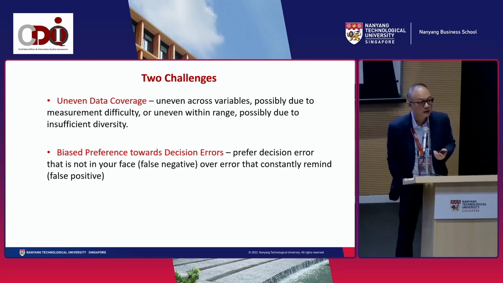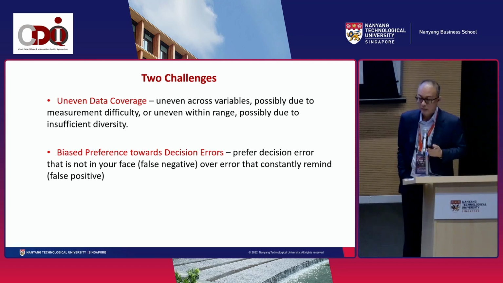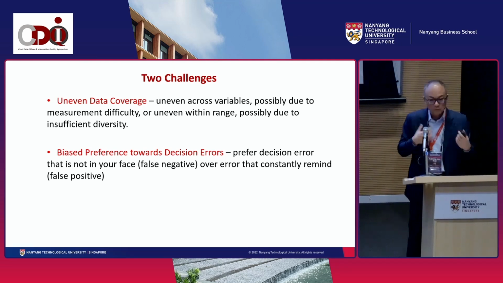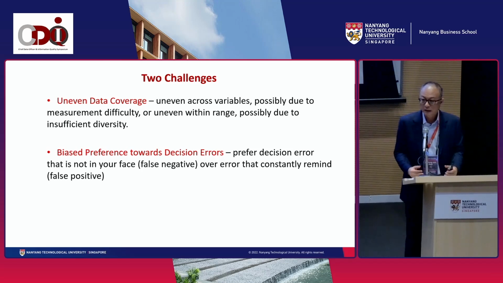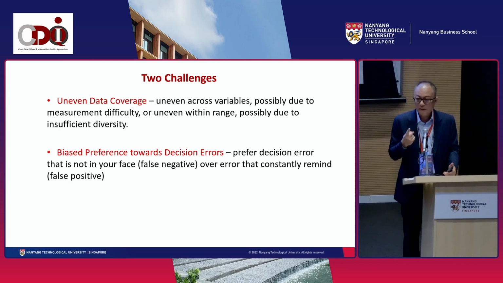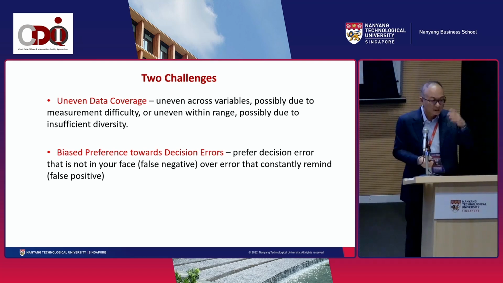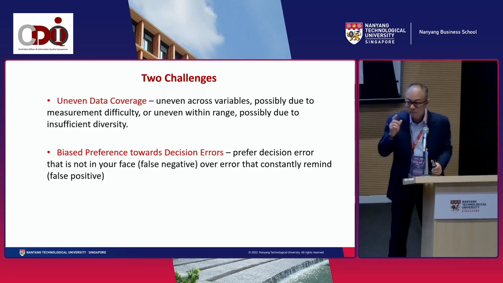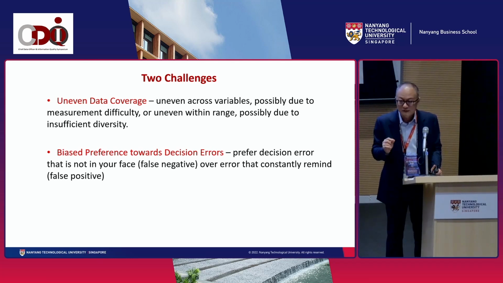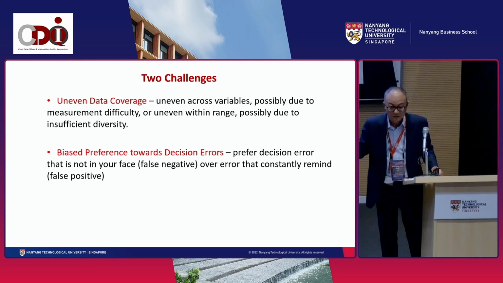Now, the second one is a bias preference towards decision errors. Let me give a simple example. You have two options to choose from, option A and option B. Now, you're potentially going to make two errors. One is that you choose an option, trying to make sure that you don't choose a worse option, but in doing so you forgo a better one.